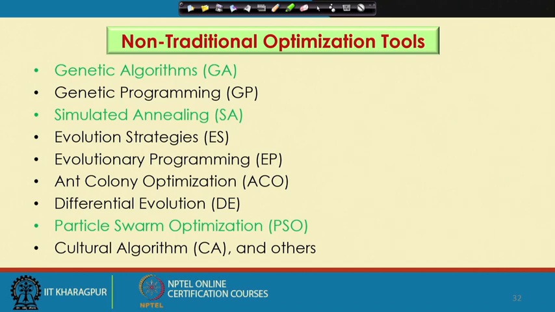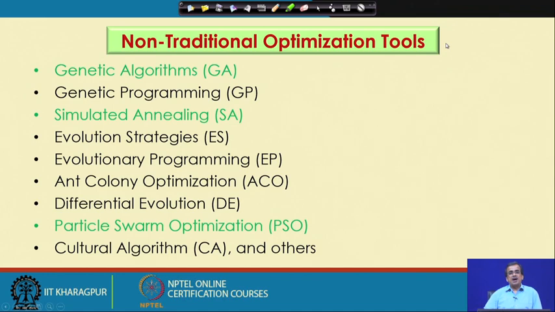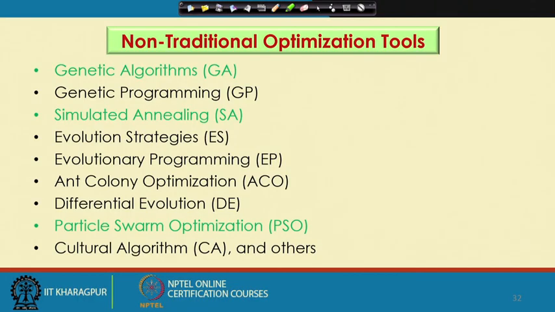Now, I am just going to discuss a little bit on non-traditional optimization tools. These non-traditional optimization tools work based on the principles that nature follows. So, these are all nature inspired or biologically inspired tools. If I see the literature, we have a large number of non-traditional tools for optimization. The list is very big.